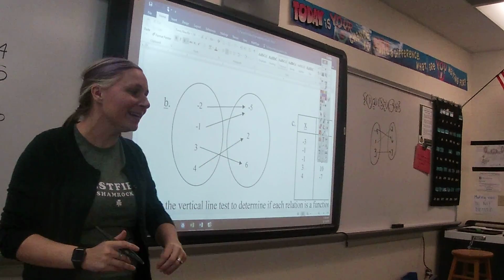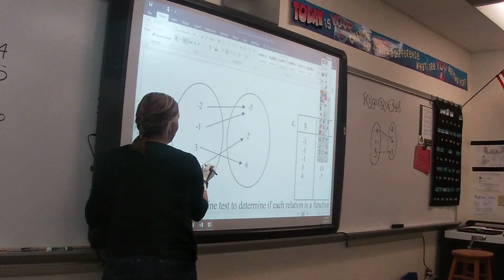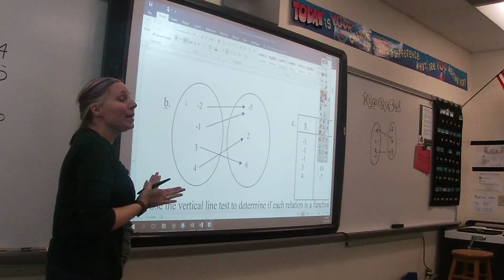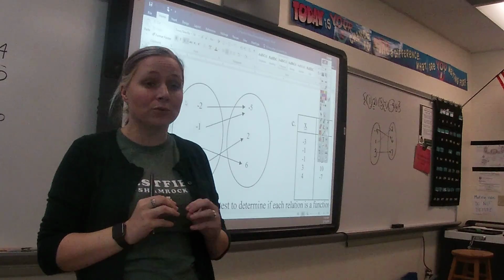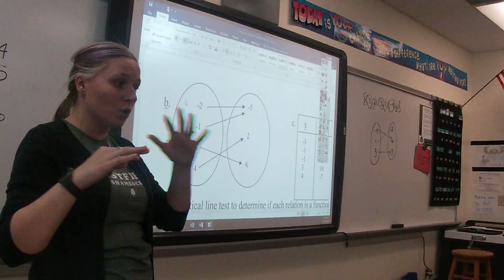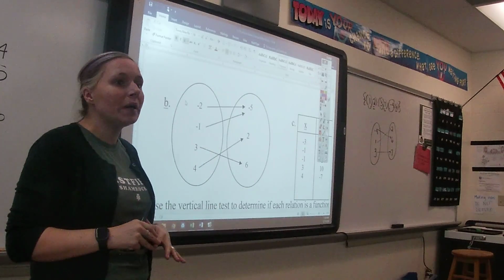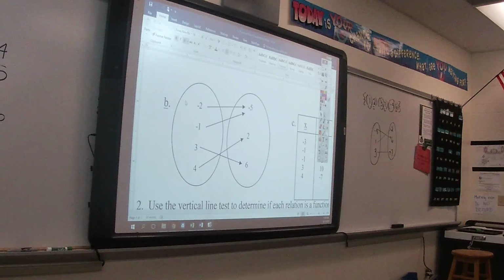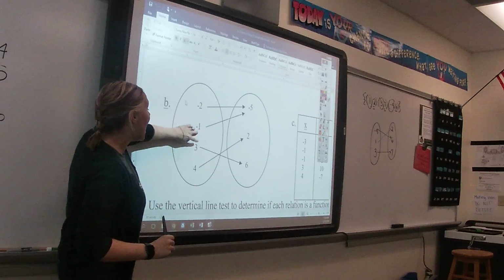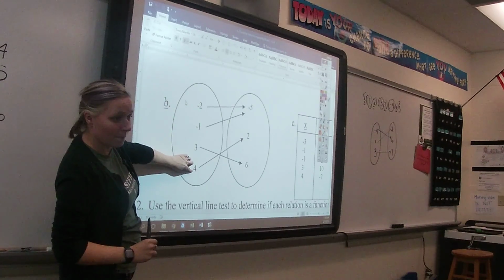Okay, so pause. Now we're all looking at B, and we're looking at the x values right here. In a mapping, should we see a number written down twice? No, because the rule said no repeats. So how are we going to decide if it is used twice? If one number goes to two y's. So this would have 2 lines coming from it.